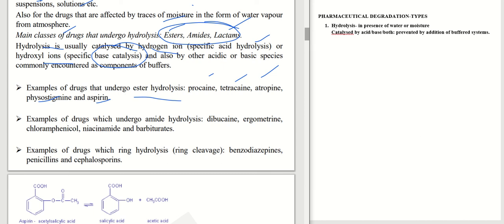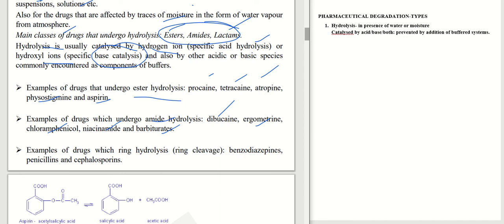And let us see the different examples of drugs which undergo amide hydrolysis, meaning the drugs which have an amide in their chemical structure: dibucaine, ergometrine, chloramphenicol, niacinamide, barbiturates. These are the different drugs that undergo hydrolytic degradation and they come under the category of amide hydrolysis.